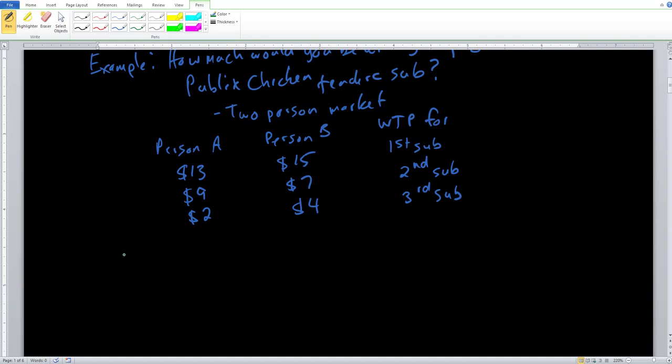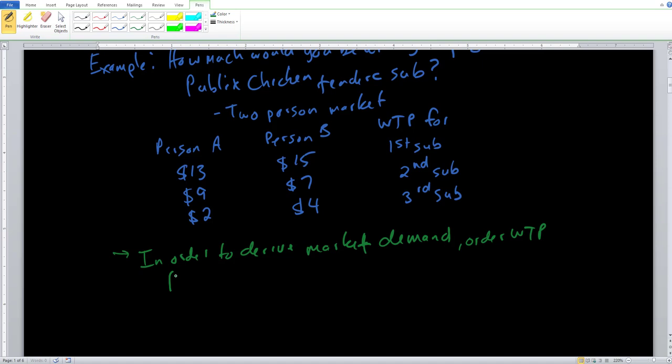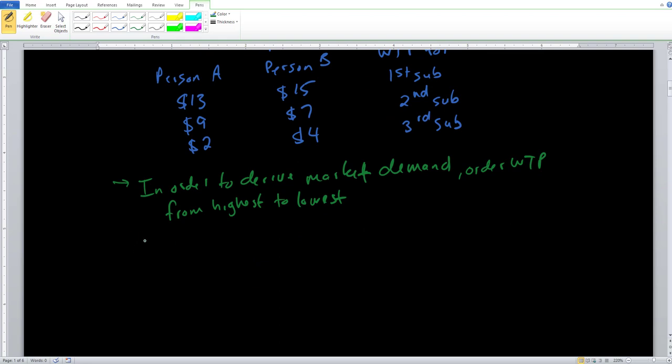So in a general way, we can say that in order for us to derive market demand, which includes everybody within this particular market, and here we're only focusing on two people, we need to order willingness to pay from highest to lowest. There's going to be a trick right here as we organize it from highest to lowest. So let's go ahead and build up our market demand.